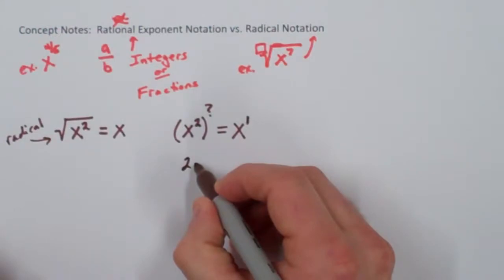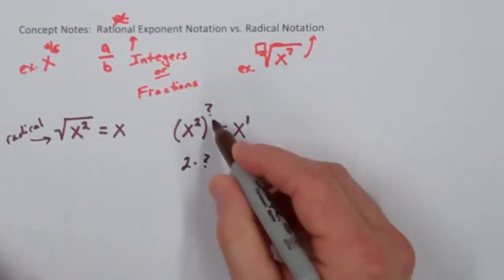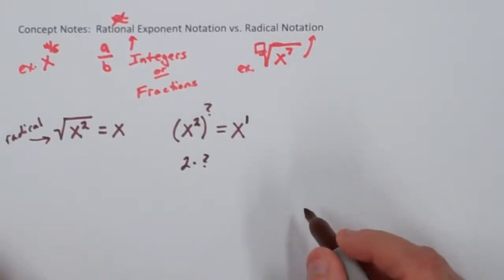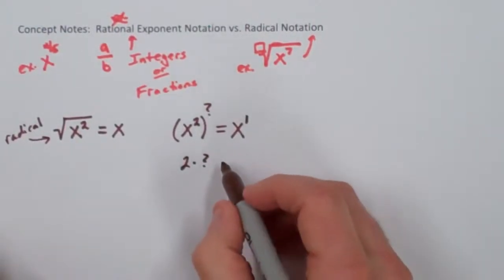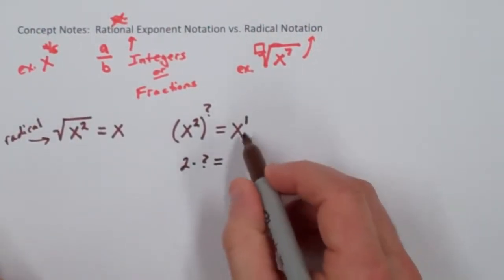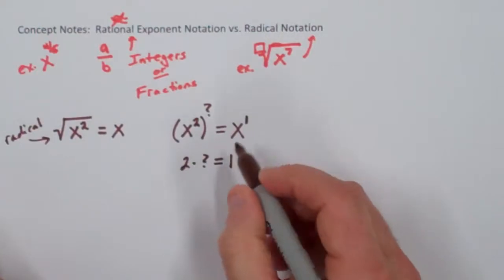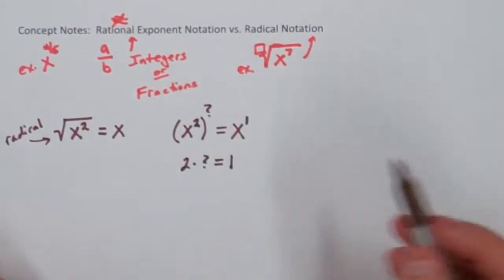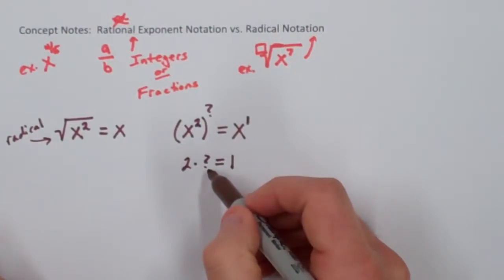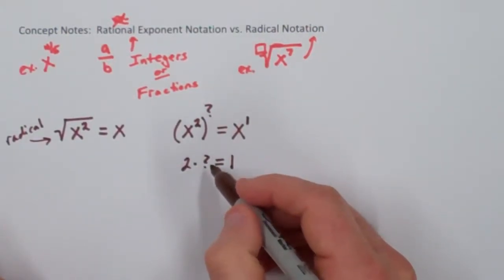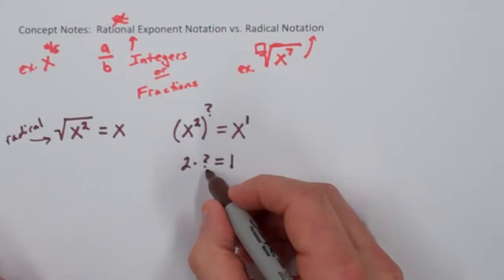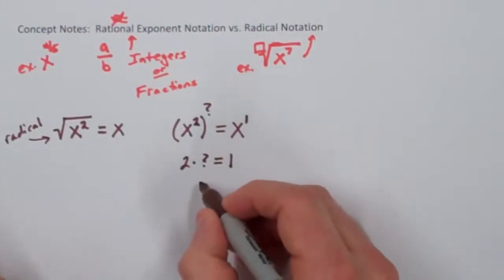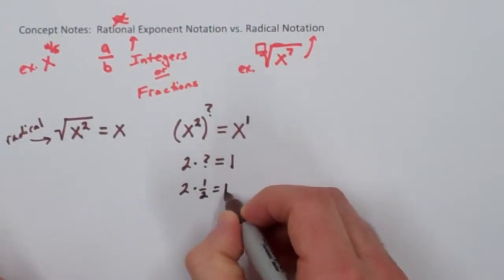So this is 2 times the question mark, and if you want at home you can put a variable in there if you'd care to do that, that's fine. And that has to be equal to 1. So 2 times some number has to be equal to 1. What number is that? You're saying to yourself, well, it is definitely 1/2. 2 times 1/2 is 1. So the missing number is 1/2.